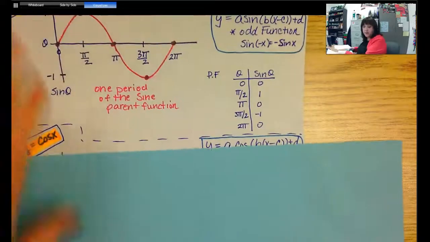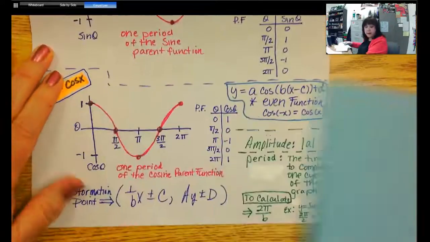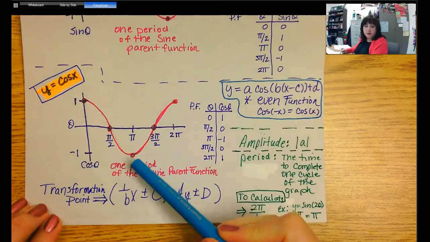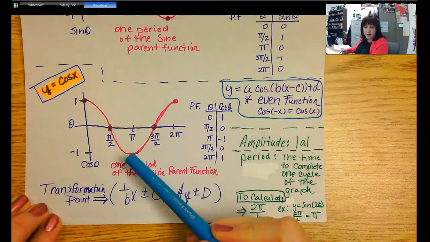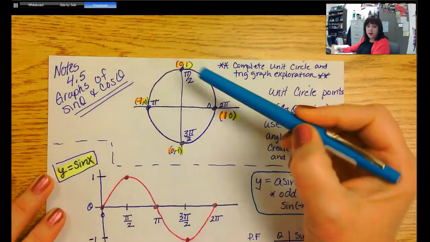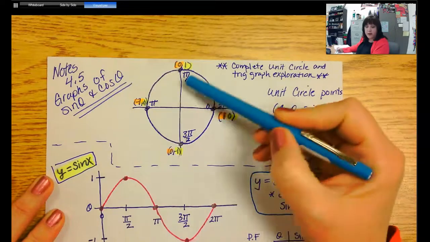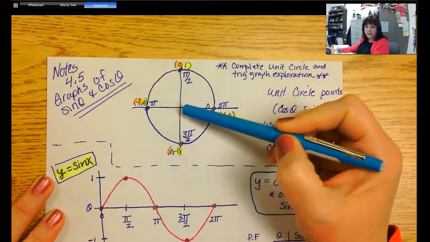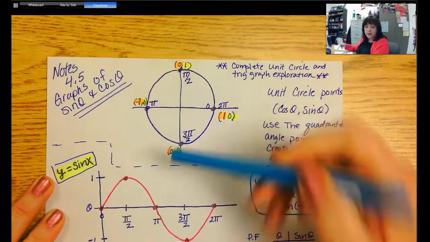And our parent function points. Okay, so cosine, same thing, just using different points. But you can see that the cosine graph looks a little bit different from the sine graph. The unit value points: if I'm up here at 0, then I'm at 1, and if I'm at pi over 2, I'm at 0, and if I'm at pi, I'm at negative 1, and if I'm at 3 pi over 2, I'm down here at 0.